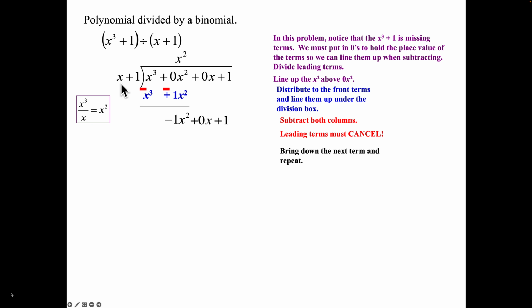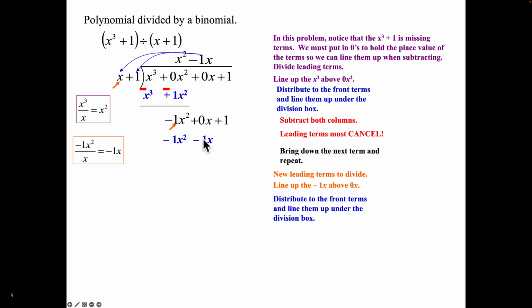All right, divide your new leading terms. Negative 1x squared divided by x. Negative 1x. Put that above the 0x minus 1x. Distribute that minus 1x to the front. We're going to get a minus 1x squared and a minus 1x. And we line them up, then subtract them.